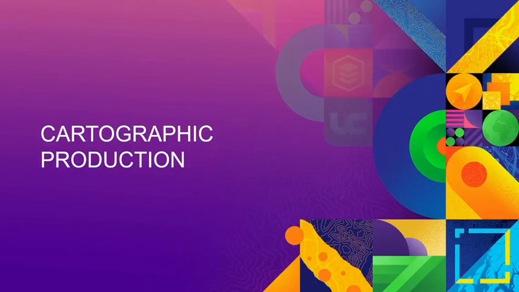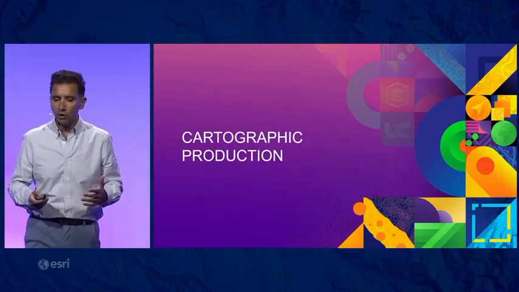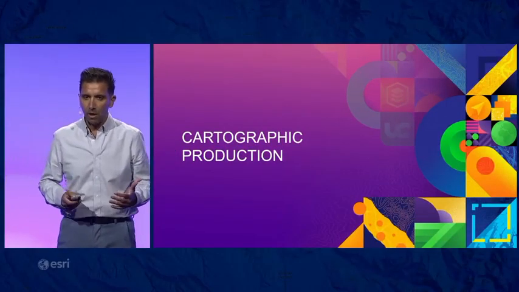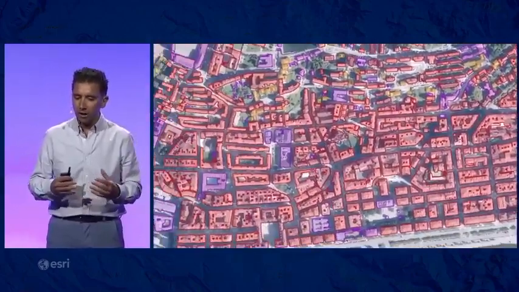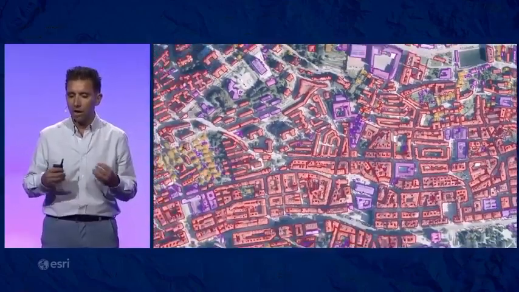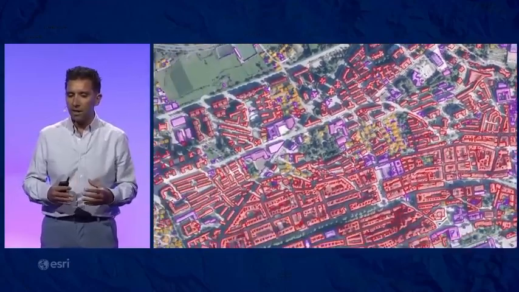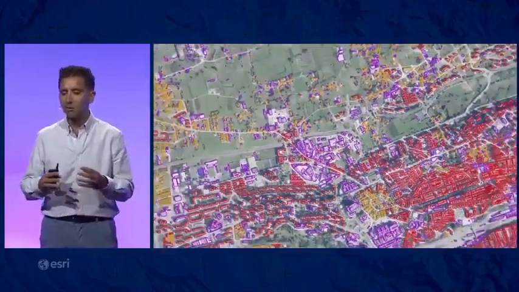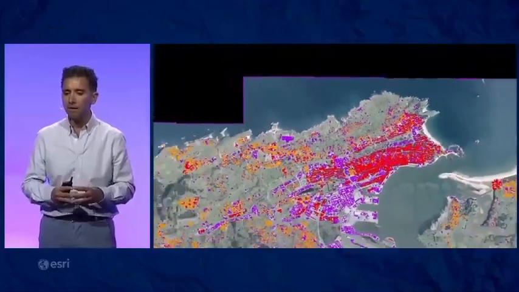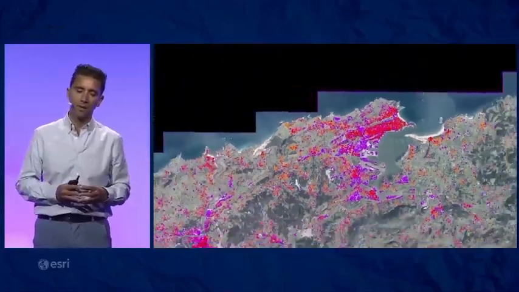But let's shift gears from environmental monitoring to cartographic production. One of the most demanded things is to extract buildings from true orthophoto accurately. Here you can see our last deep learning model trained by ourselves extracting buildings in the most demanding environment, a city center.